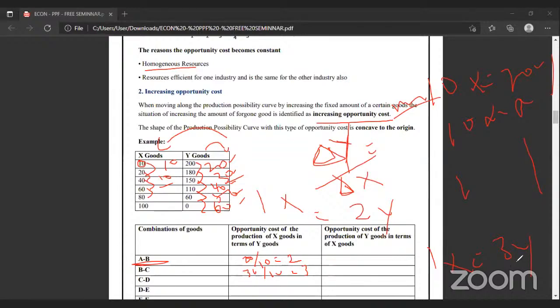More resources are utilized now, and we have to give up 3 labors now. If we sacrifice 3 labors in the Y only, that means we need 3 labors to produce 1 X good now. Earlier, we needed 2 labors. I'm telling in labor terms. For example, we needed 2 labors to produce Y goods, those who produce Y goods, 2 labors. Now to produce 1 unit of X good, we need 2 labors, right? Again, next step: now to produce 1 unit of X good, we need 3 labors.